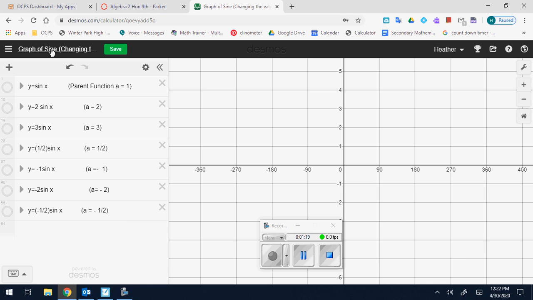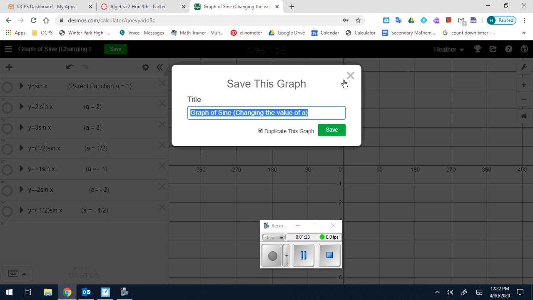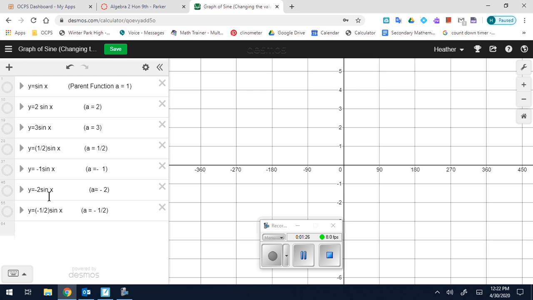So for this first one, we're going to be changing the value of A, and we're going to be looking at all sine. Again, what we do can be applied to cosine. You just would start with a different parent function.